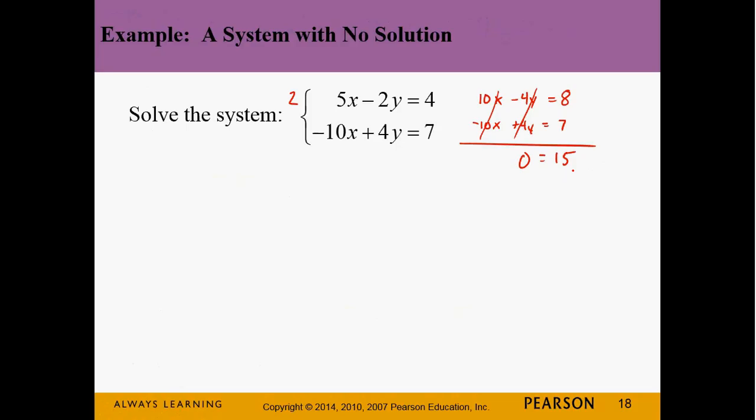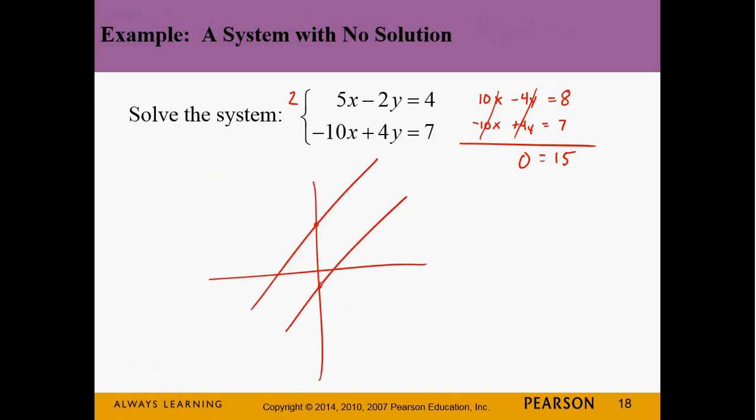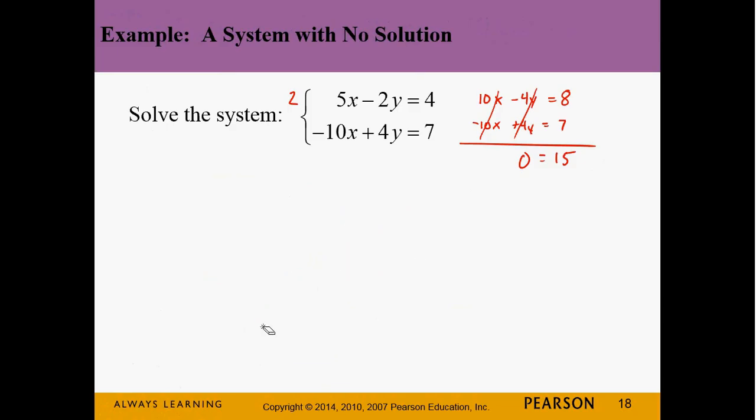Because notice what happens. If the x and the y's are the same, that means my slope is going to be the same. But if the number is different, that means my y-intercept is different. So what I have is a line here and a line here. Same slope, different y-intercepts. Parallel lines. Okay? So, false. False means no solution.